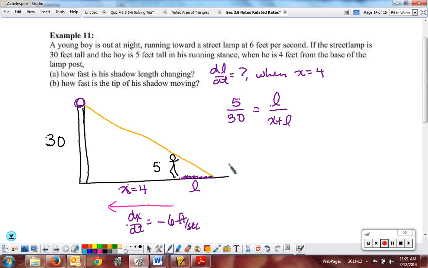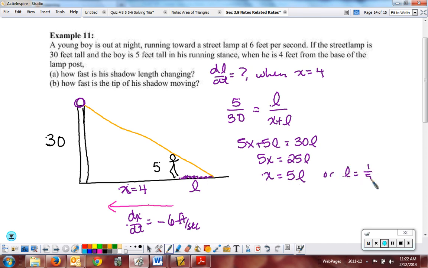Cross multiply. Yeah, simplify early and often. Do not take the derivative when you have this now. I can simplify this. 5x plus 5l equals 30l. I can keep simplifying. 5x equals 25l. So x equals 5l. Fine. Or, depending on if you wanted to, l equals 1/5 x.